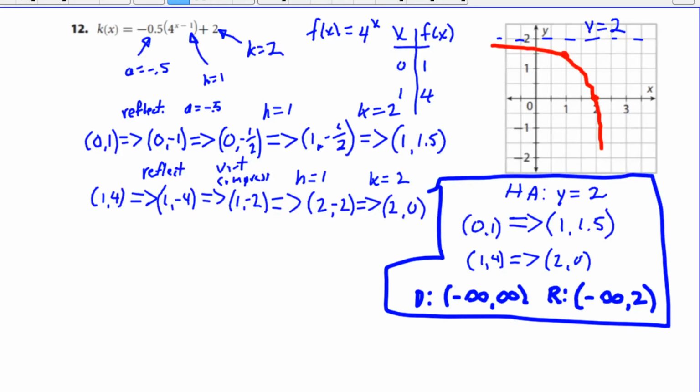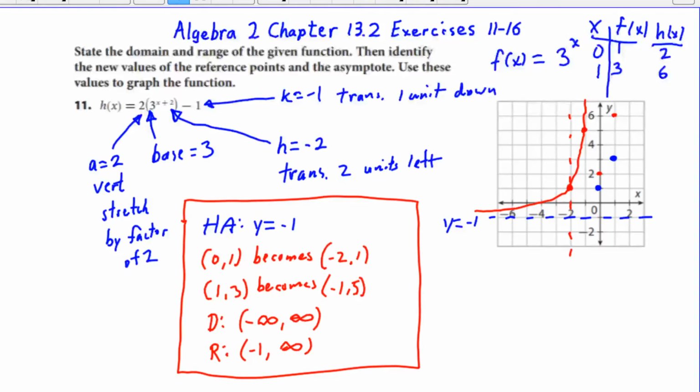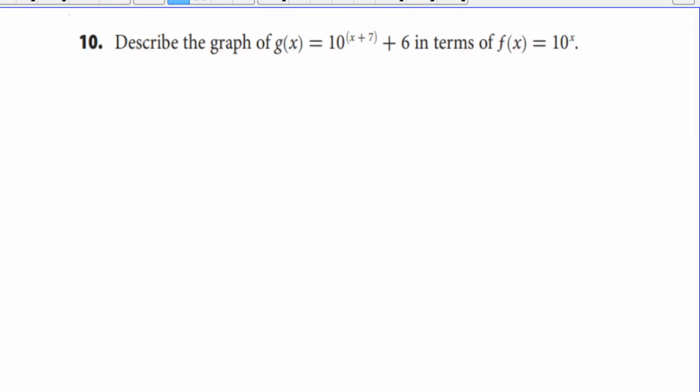Okay, next we're going to go to 10. And I'm trying to go from more difficult to easier by going backwards. Describe the graph of g of x equals 10 to the power of x plus 7 plus 6 in terms of f of x equals 10 to the x.